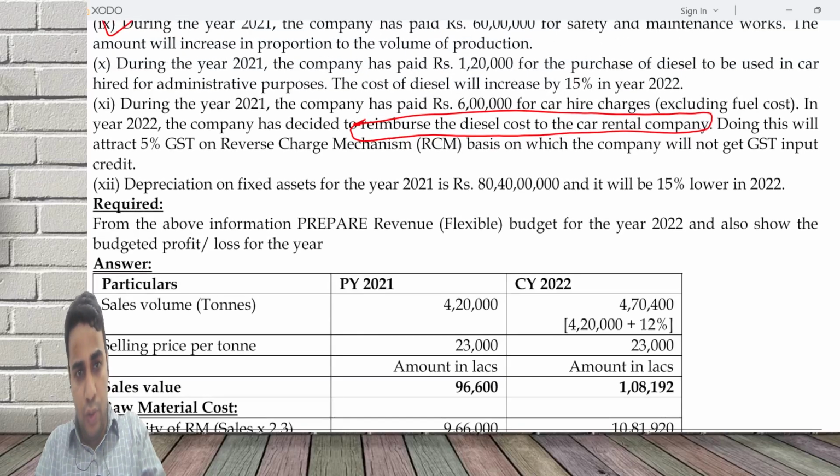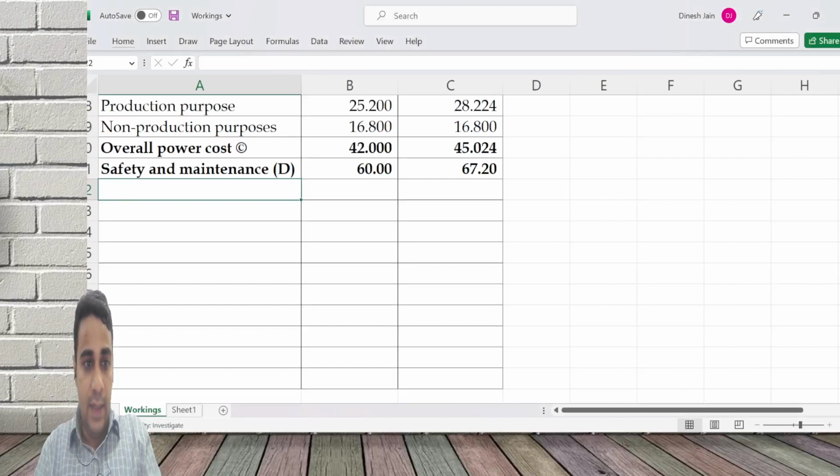Listen, in 2021, what we did is we paid 1,20,000 for diesel for car purpose. In 2022, I'll not pay for the diesel, because I am going to reimburse the cost of diesel to the car rental company. So the car rental company will incur the diesel cost. I am not going to incur it, but I'll have to reimburse it. It is not going to be a diesel cost for me. It is something which I am going to reimburse. So first we will write diesel cost.